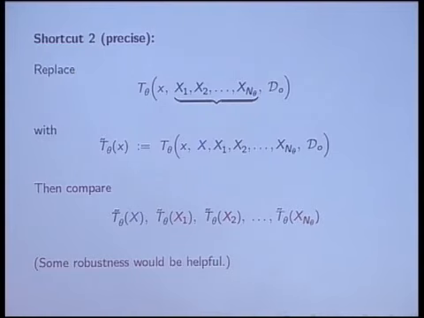And of course, some robustness of your test statistic would be helpful. It's maybe not that necessary, but I mean, you add one observation which is possibly from a different distribution, so there should be no drastic difference between this test statistic and this test statistic.